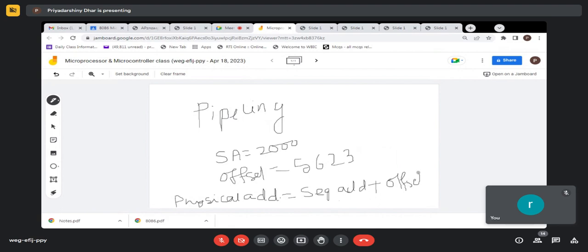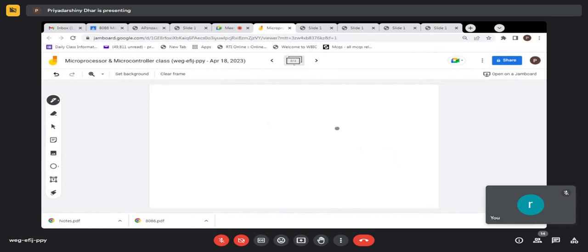Now the segment address given is 2000. So we have to shift. This is 16 bit, but physical address consists of 20 bits. So we have to shift this segment address leftward. That means 2000 we can write as 2 0 0 0.